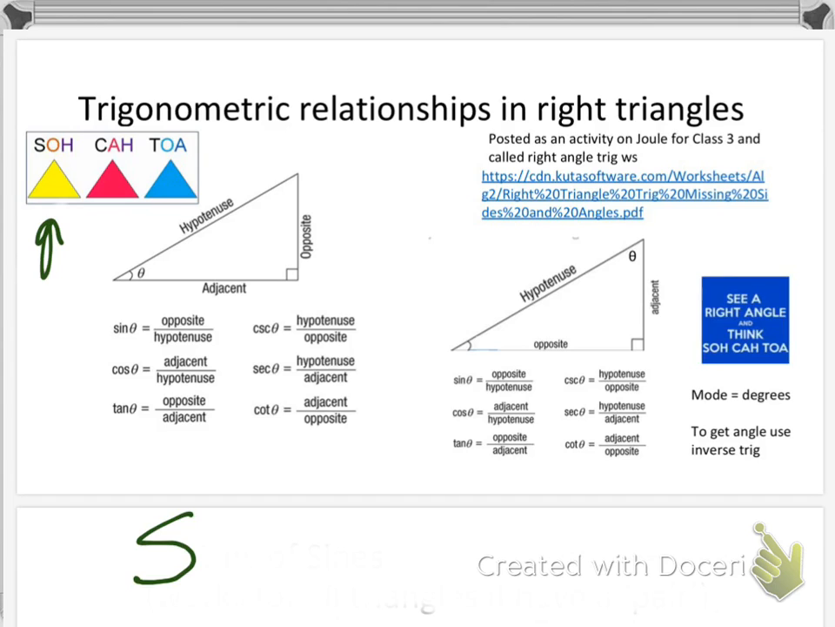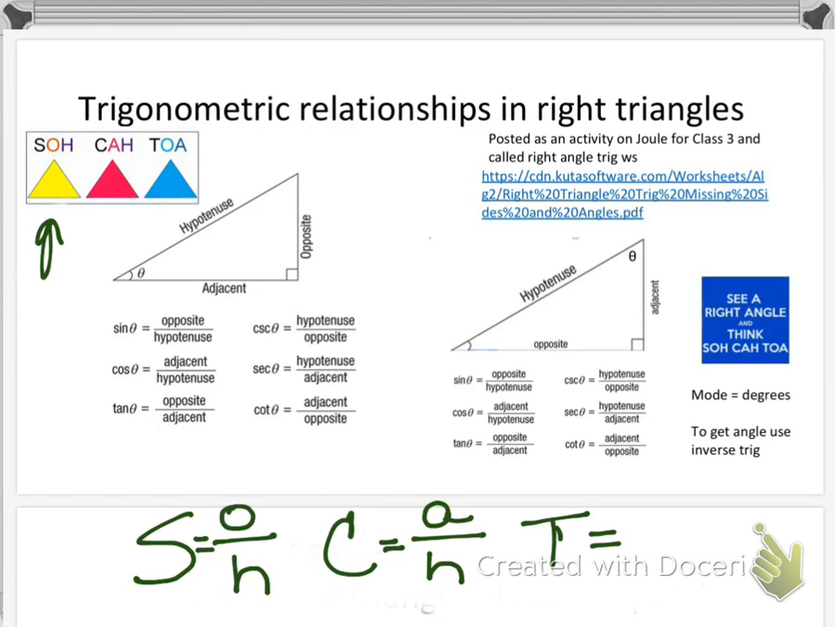The sine of an angle equals opposite over hypotenuse. The sine equals that ratio. Cosine of an angle equals the adjacent over the hypotenuse. Cosine equals that ratio. The tan of an angle equals opposite over adjacent. Okay, so those are the relationships, and they're spelled out here for us. So we want to practice a couple of these.